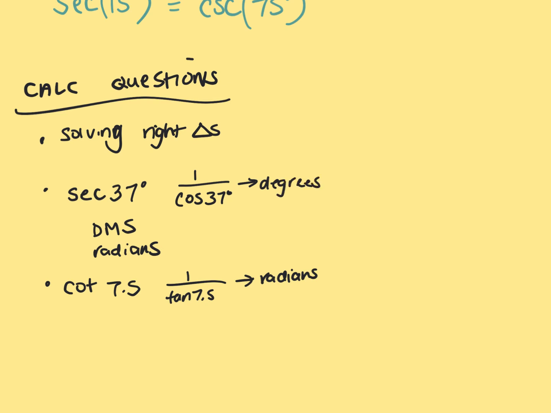So just to test out your calculator if you want to. The mode for the first one should be in degrees. It would be 1 divided by the cosine of 37. And this is 1.2521. Then I have to switch the mode to radians. 1 divided by tangent of 7.5. And this is 1.3695.